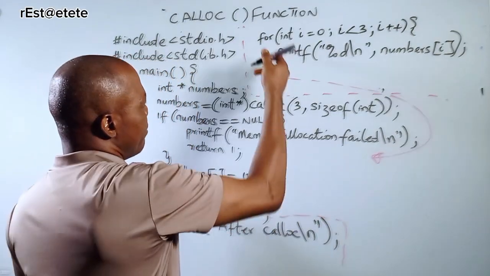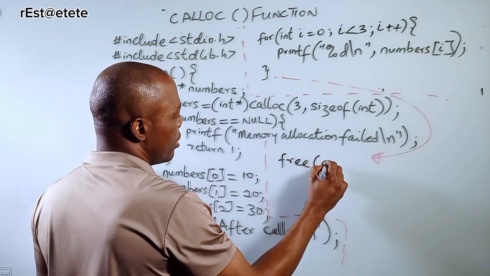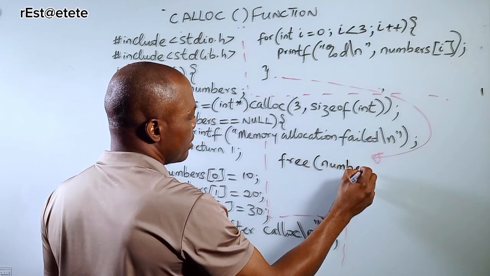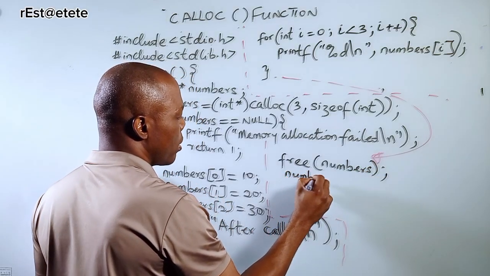Now what do I do? After printing it out on the screen, I'll have to call my free function, free numbers, right? Then I'll set numbers to null.